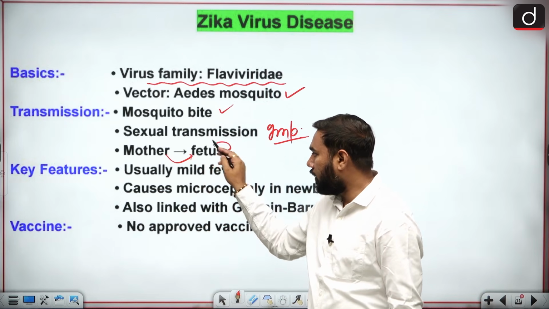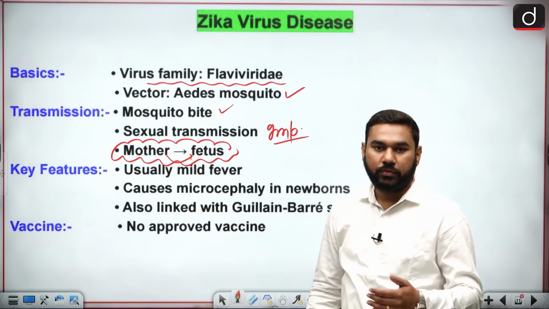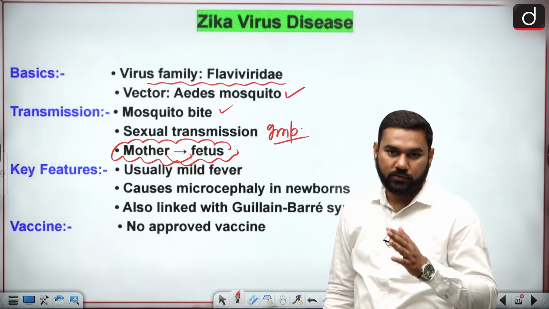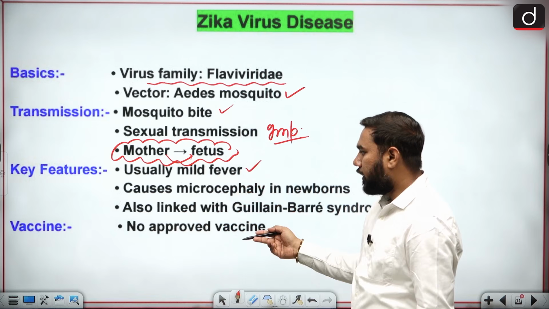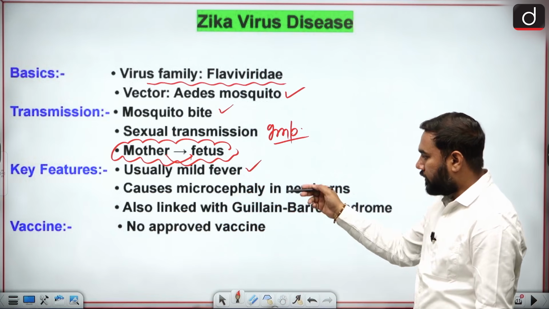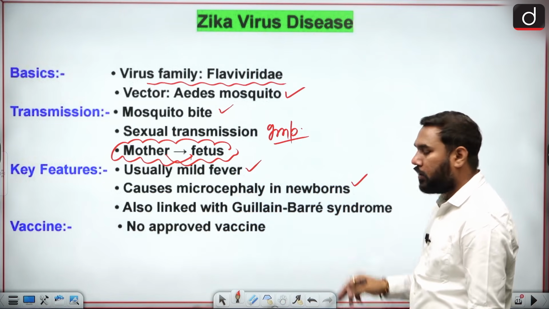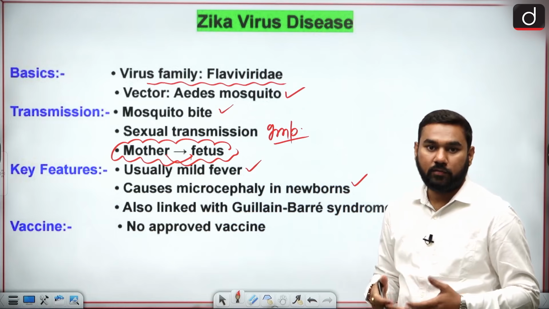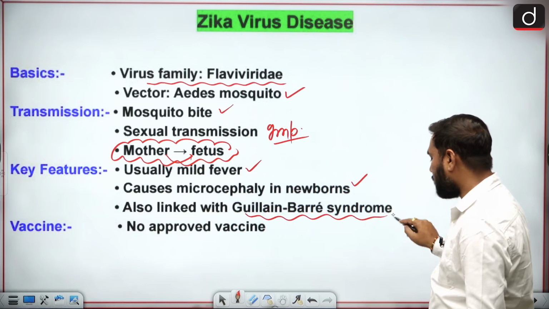This is a very highlighted thing. This can be transferred from mother to fetus during pregnancy. So what are the key features? Mild fever is there, so people do not easily take it seriously. It is caused by microcephaly in newborns, meaning it creates problems in the development of the baby. Also linked with Guillain-Barré syndrome.